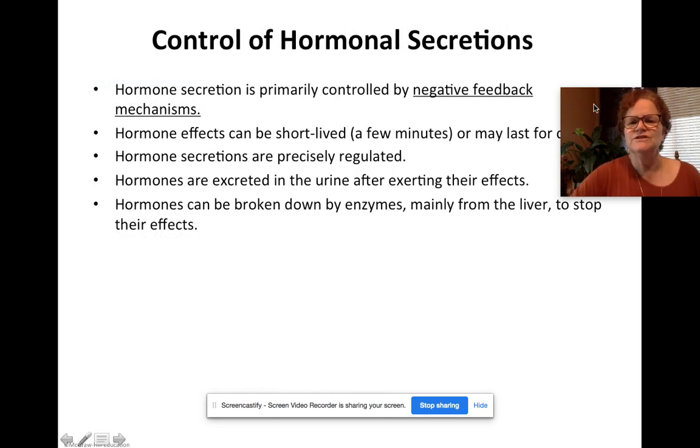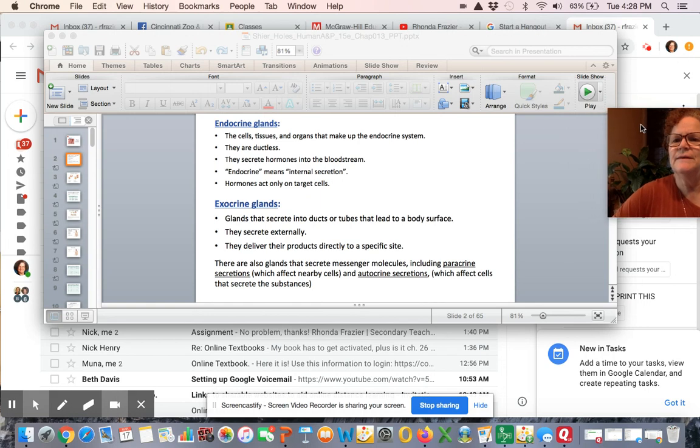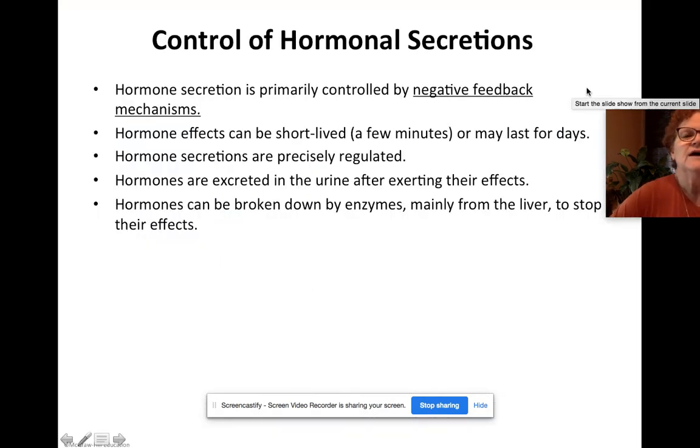Control of hormone secretions. Okay, I'm going to move myself, and then I'm going to have to come back to this. I'm going to slide off the screen a little bit. Let's see if that helps. Okay, there we go.